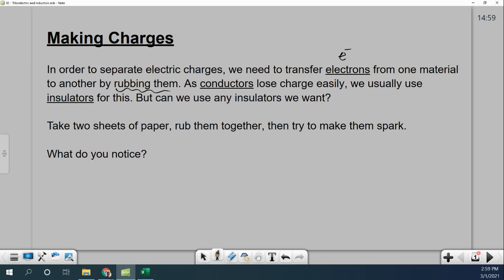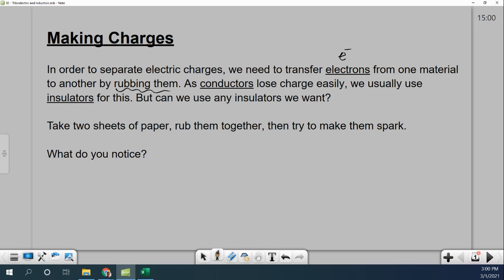Now, conductors, like we talked about yesterday, lose charge easily, right? The charge can fly throughout the entire conductor, go wherever it wants to go, which makes it easy to find some place to hop off, to ground itself, to neutralize. So if we want to keep something charged, we usually use insulators for generating static electricity.